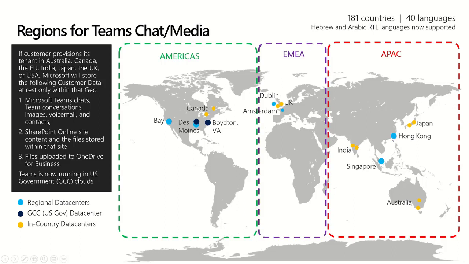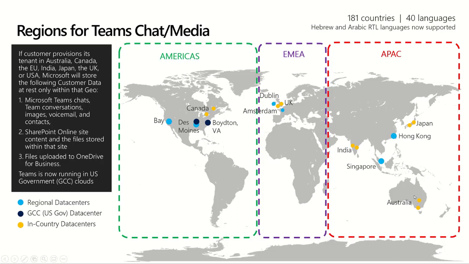Now, the next ones, so these are our regional data centers. The dark blue ones, these are very new. These are our GCC, the U.S. government and also state and local government data centers, and those are also in Des Moines and in Virginia. The yellow ones are what we call in-country data centers, and I think our first one that we deployed was in the UK, the United Kingdom, but since then we've added them in Canada, in India, in Japan, and Australia, and we're adding more every year.